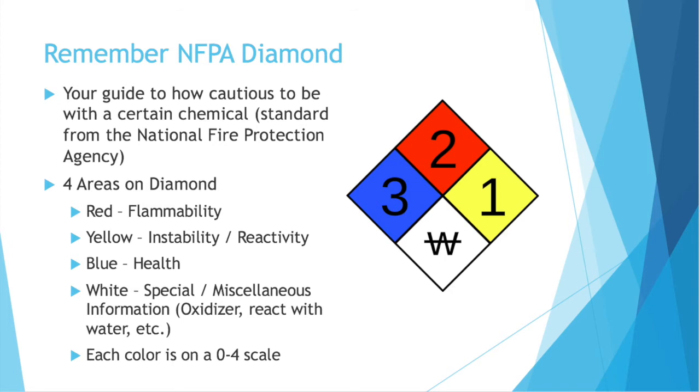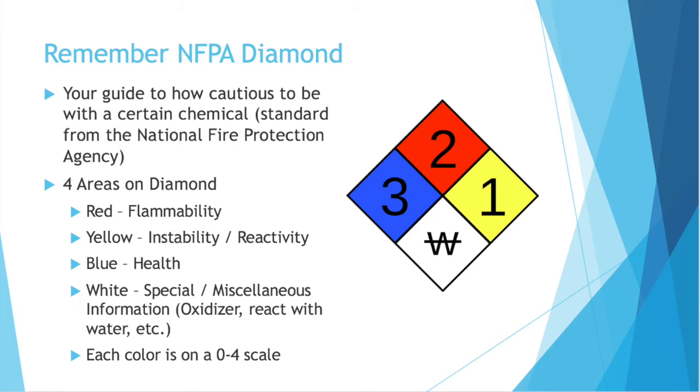There's 4 areas on the fire diamond, and each one is on a 0 to 4 scale, except for the white one, which gives you special or miscellaneous information, like this chemical is an oxidizer, or it will react with water, or sometimes you'll even see symbols of protective gear to wear around that chemical when handling it. If you don't have the proper PPE, personal protective equipment, you shouldn't be handling that chemical.